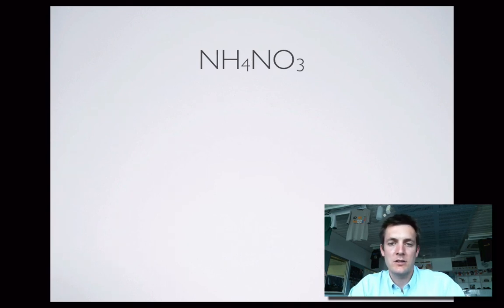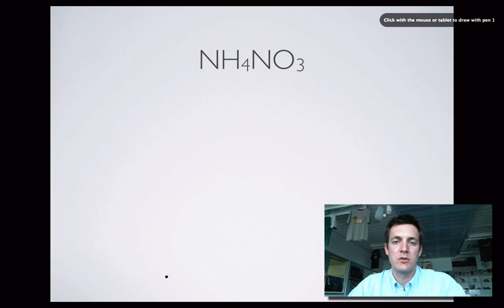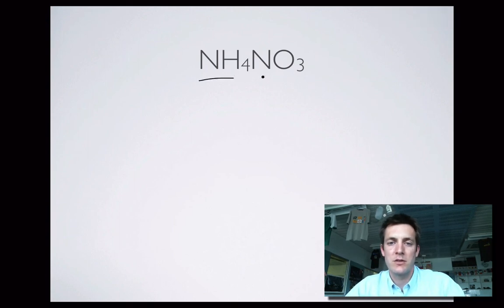Okay, that just leaves one example for this film, and that is ammonium nitrate. We can go through this a little bit quicker because we've seen the electron dot diagrams for both these ions already in this film. Okay, but we've got NH4 plus and NO3 minus. So very quick working here. 5 for the nitrogens, 1 times 4 for the hydrogens, and a positive charge.